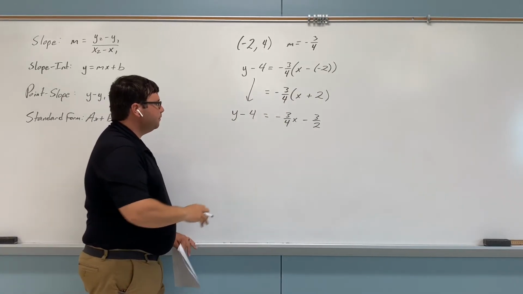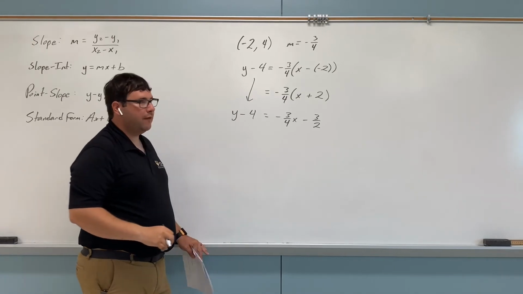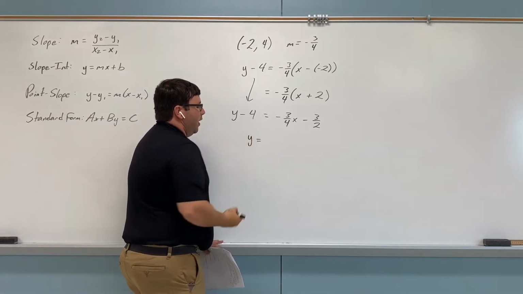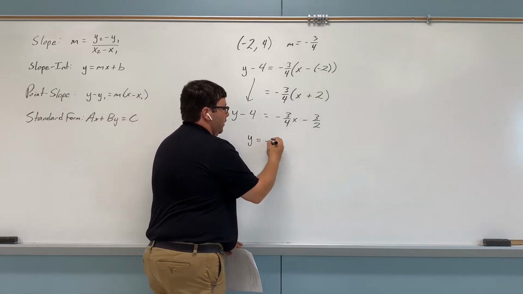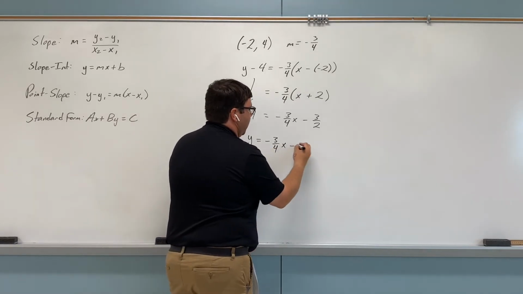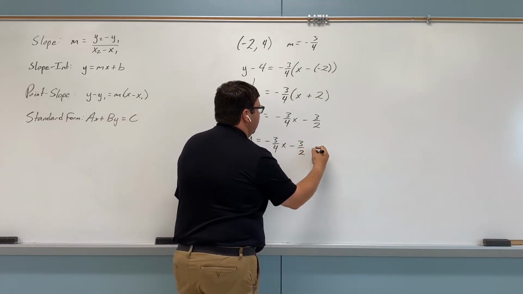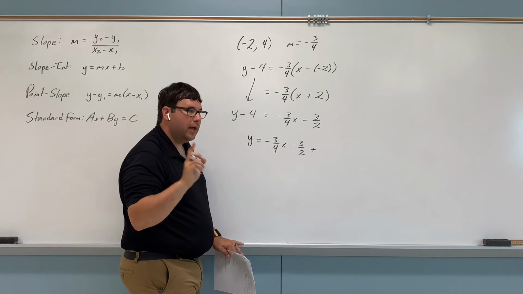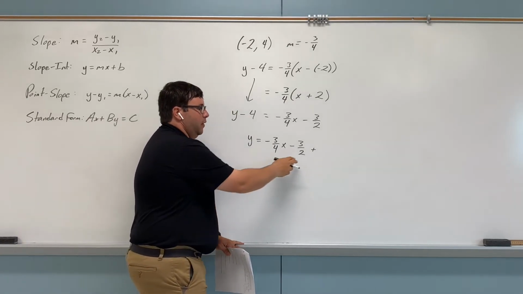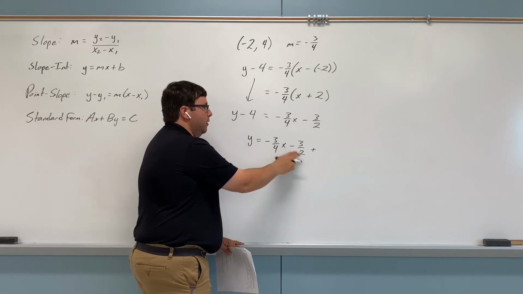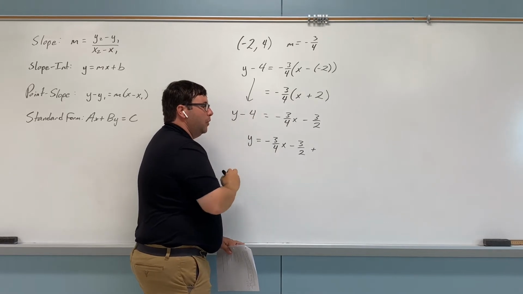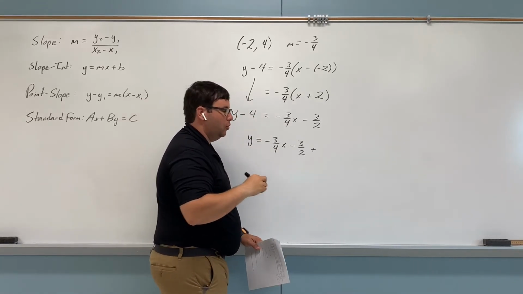Okay, very good. At this point, I need to move that 4 over to get into slope-intercept form. So I have y is equal to negative 3/4 x minus 3 halves plus 4. Now, I'm going to do something a little different with my 4 because I have a fraction over here, but this is a whole number. So I have to multiply this 4 by 2/2.